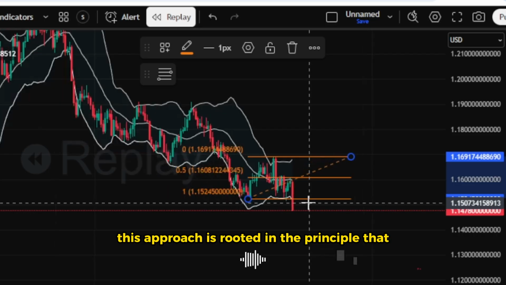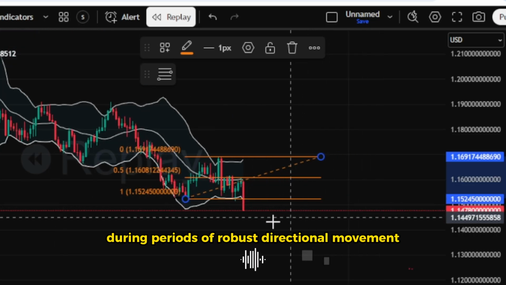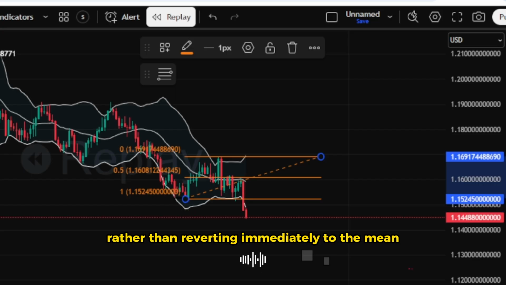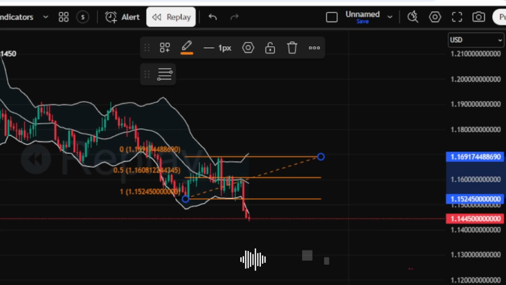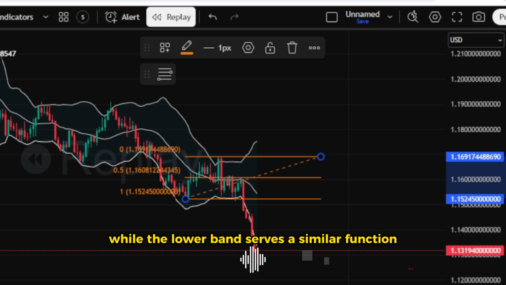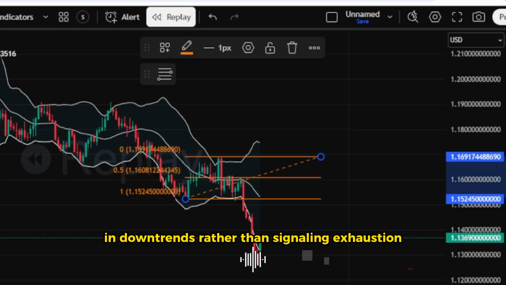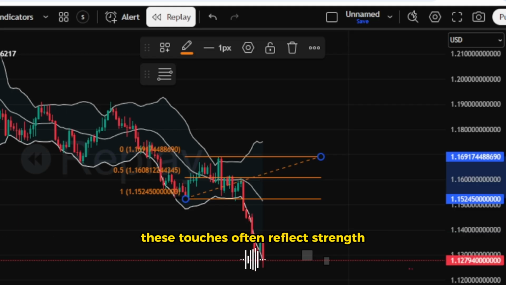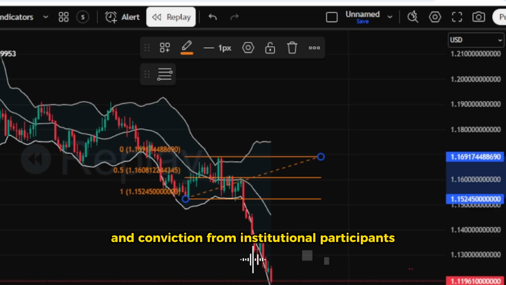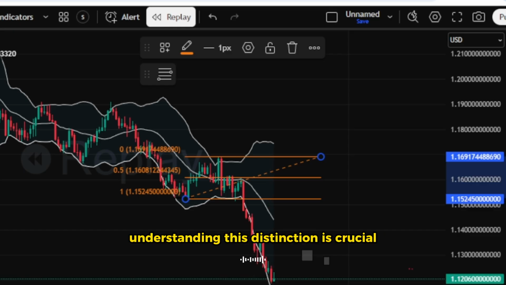This approach is rooted in the principle that during periods of robust directional movement, price often clings to the outer Bollinger Bands rather than reverting immediately to the mean. The upper band becomes a dynamic boundary in uptrends, while the lower band serves a similar function in downtrends. Rather than signaling exhaustion, these touches often reflect strength, persistence, and conviction from institutional participants. Understanding this distinction is crucial.